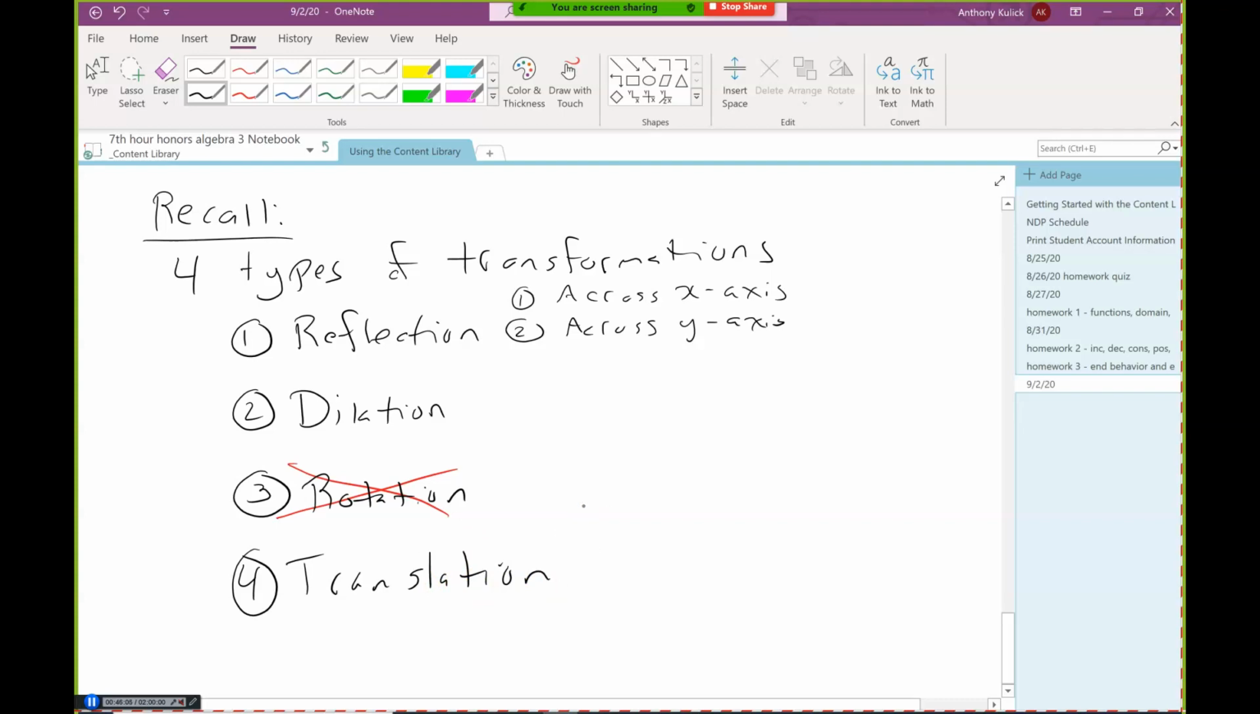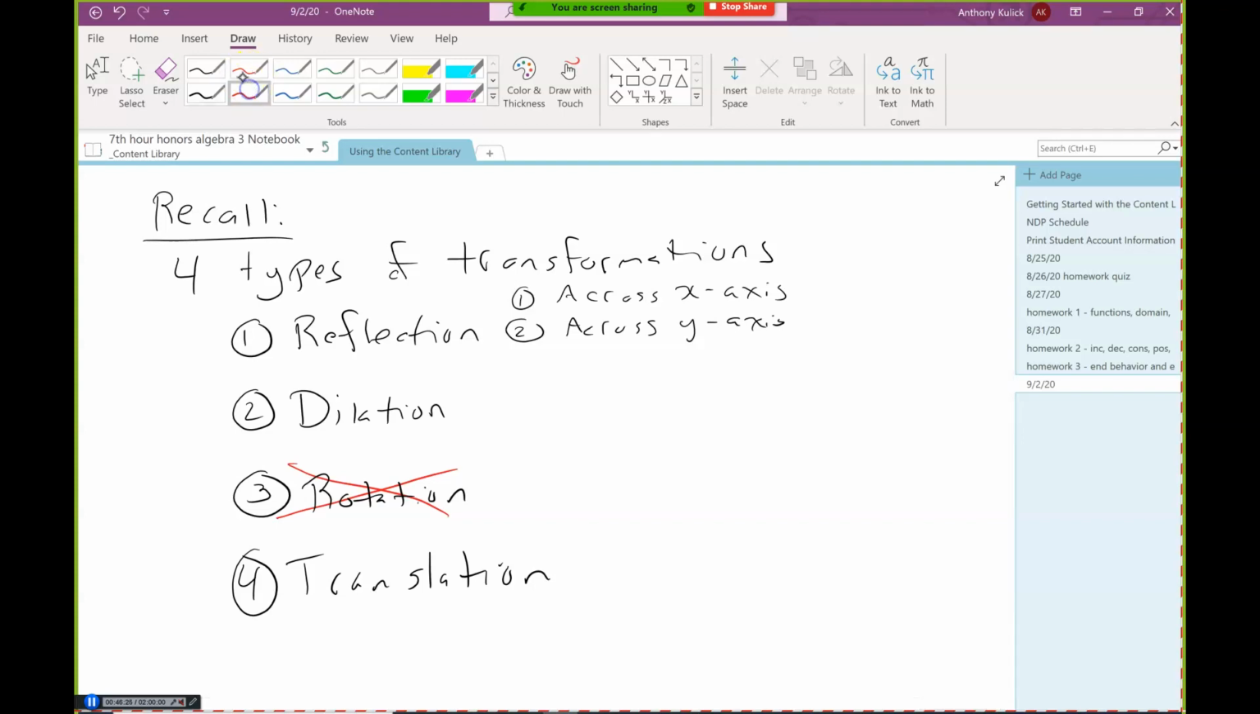So just to review, reflection is like you're flipping it over the x or the y axis. The dilation is like you're blowing it up or shrinking it down. The rotation is you're spinning it around some point. And translation is like you're just picking it up and moving it. So you go left or right some amount and up and down some amount.